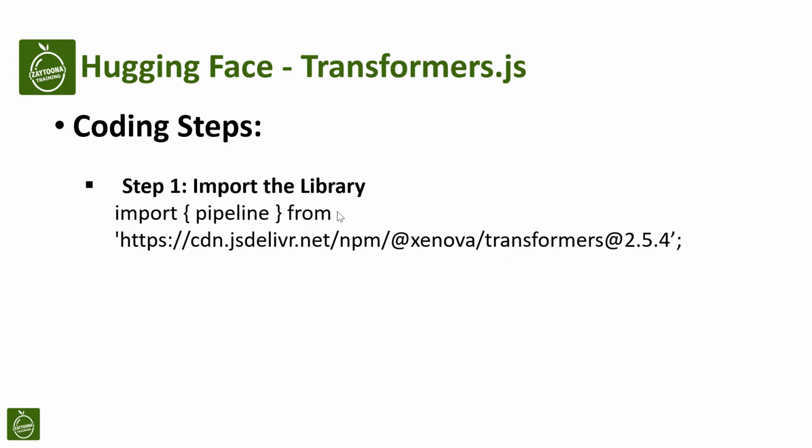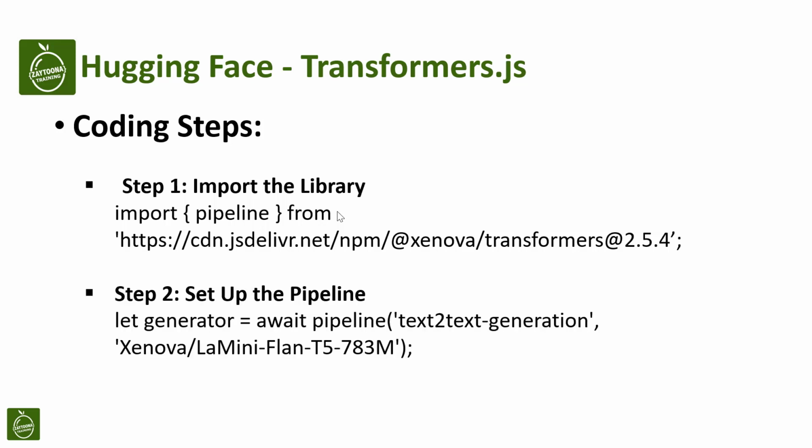As you can see on the screen, we are making use of the pipeline function from the Zenova/Transformers package. With the library in place, our next step is to set up the generation pipeline. For this task, we are utilizing the text-to-text generation model from Zenova. Specifically, we are leveraging the LaMini-Flan-T5-783M model variant, known for its adeptness in converting input text to expressive and detailed output.